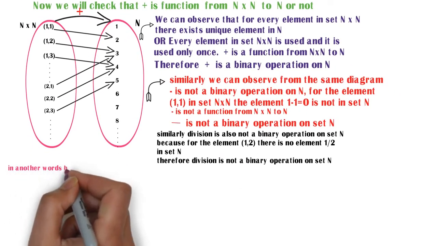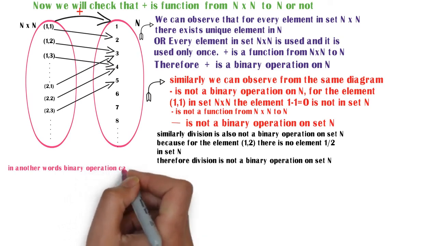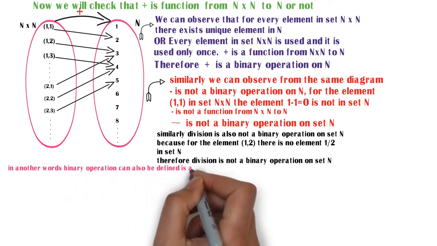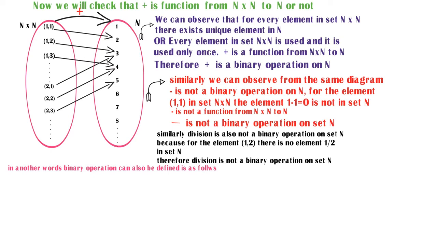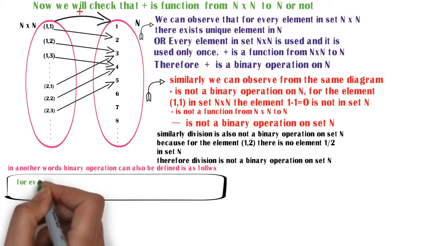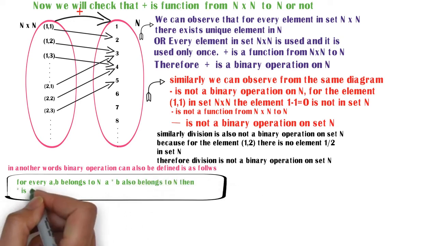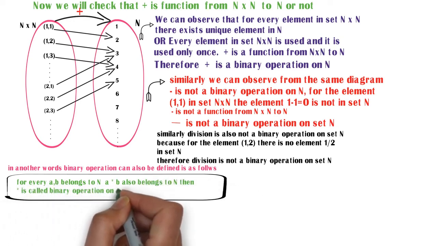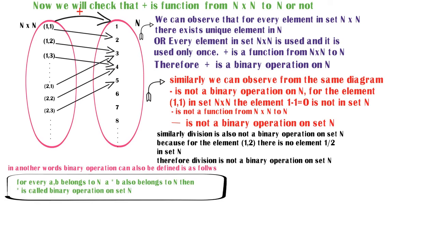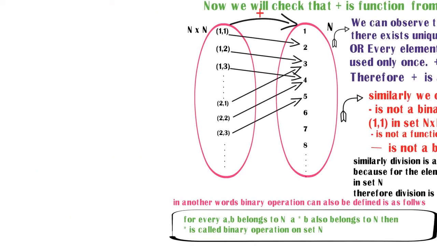In other words, binary operation can also be defined as follows. It is an important definition. We will discuss more about this in the next class. For every a, b belonging to N, if a star b also belongs to N, then star is called a binary operation on set N. In the next class we will discuss more about this, and it is very important. For every a, b belonging to N, a star b also belongs to N.